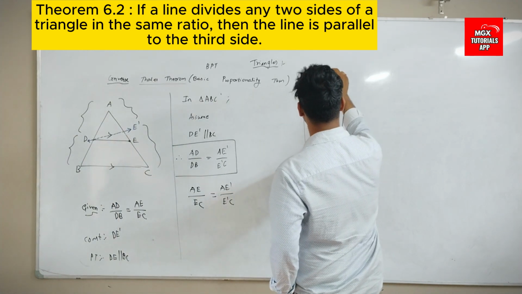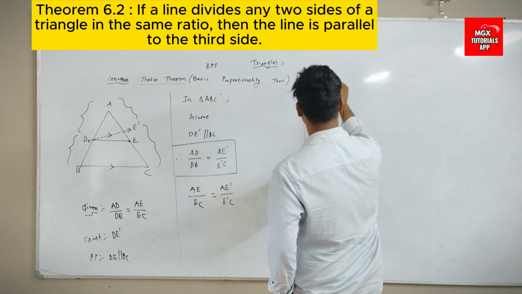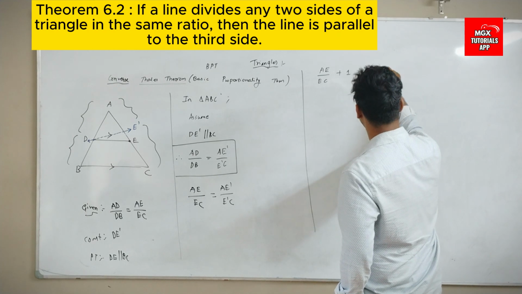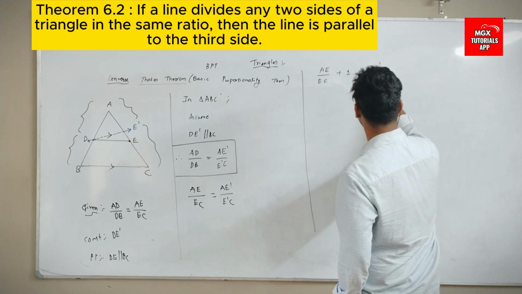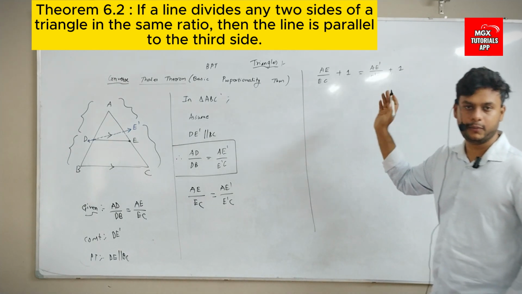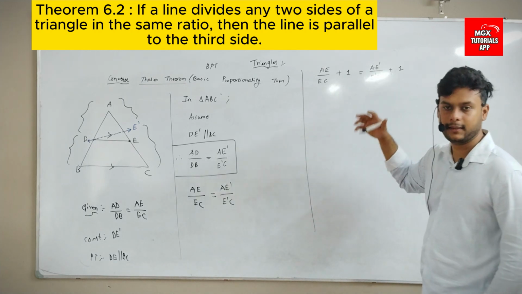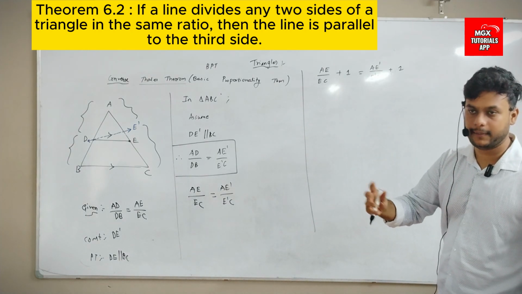AE by EC plus 1 is equal to AE dash by E dash C plus 1. Add 1 on both sides. If I add 1 on both sides, I am balancing them. Correct? I have given 1 to both of them, so I have balanced it.